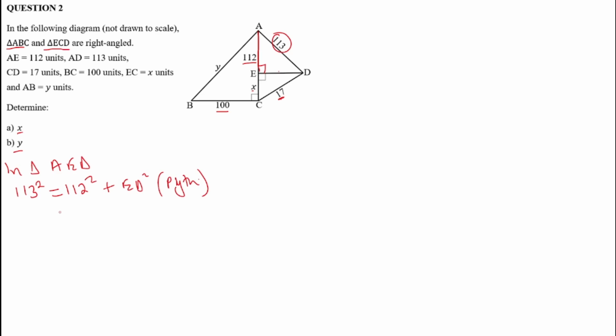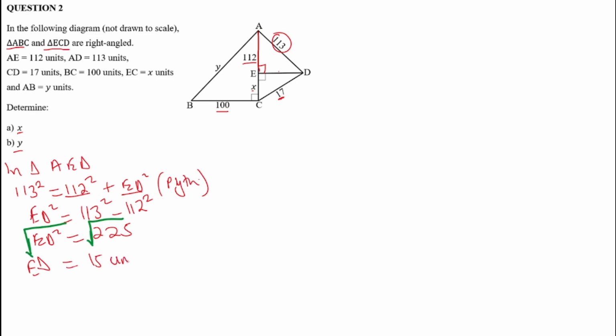Then we can subtract 112 squared from both sides so that we remain with ED squared on one side of the equation. So ED squared is equal to 113 squared minus 112 squared. What does that give us? It gives us that ED squared is equal to 225. And then we square root both sides. What do we remain with? We remain with ED is equal to 15 units.